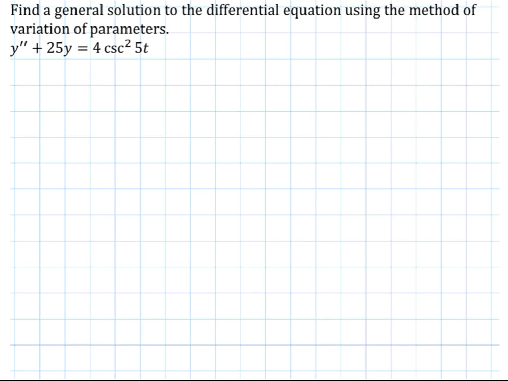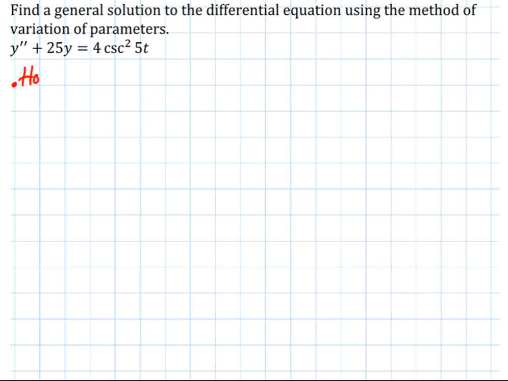Variational parameters. The reason we have to use variation of parameters is the kind of input function we have on the right-hand side. If it is e to the t, or something like sine or cosine, or a polynomial, then we don't have to use variation of parameters. This one has cosecant squared, so we have to use it. So the first part, we will look at the left-hand side.